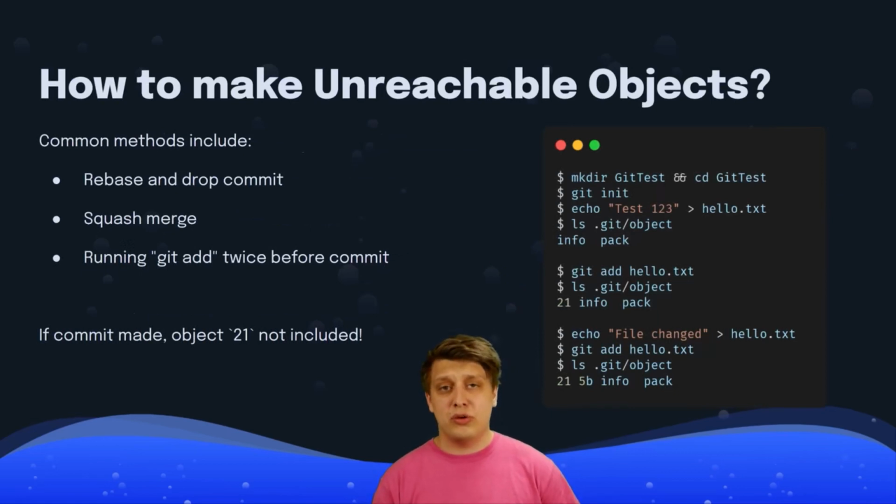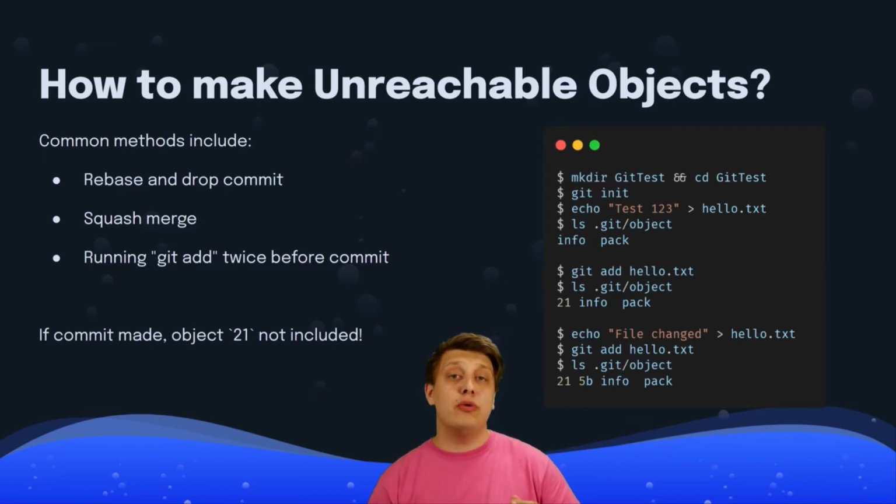Common methods of creating unreachable objects include rebasing, maybe rebasing interactively and dropping commits that way. Squash merging is another way that unreachable commit objects and those trees can be created. Or even something as simple as running git add and then changing your mind a little bit later and running git add before you made another commit.